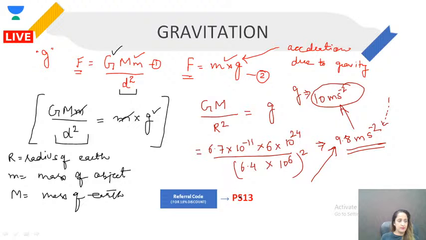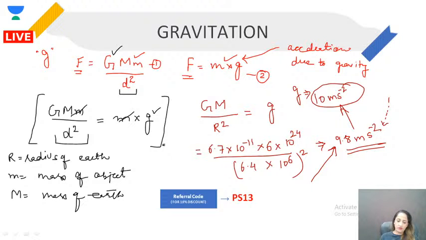what is acceleration due to gravity. Because you are late, Vipin, if you really want to understand how this value came, then you need to go back and watch this video again. Then you will get to know how we got to these values. Okay, it's pretty easy. You can get it after you just go over this.